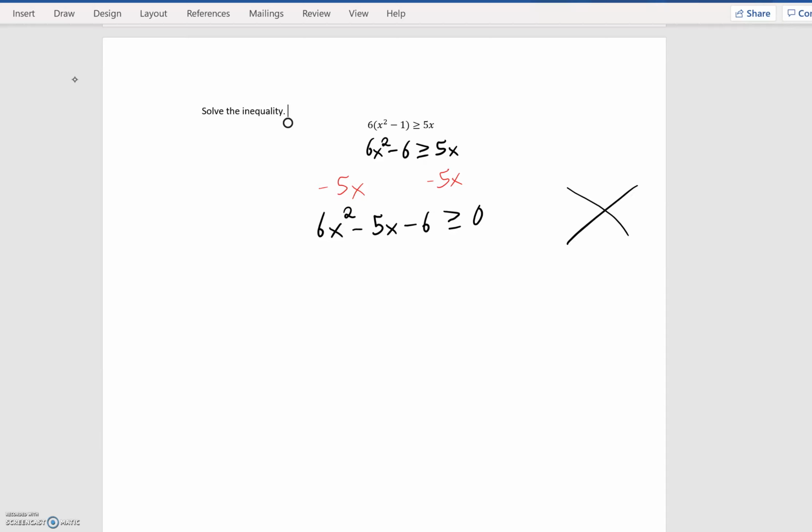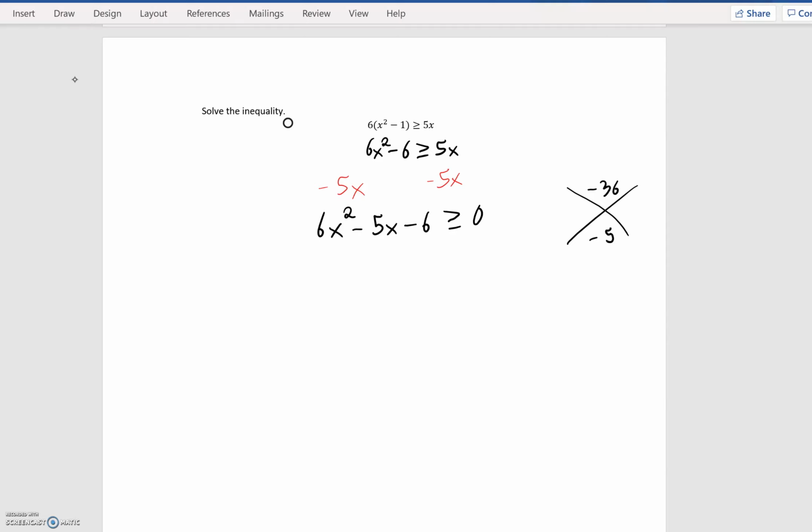I can factor this. I need two numbers whose product is negative 36, whose sum is negative 5. Where did I get that negative 36 from at the very top? I multiplied the leading coefficient, which is 6, by the constant term, which is negative 6. 6 times negative 6 is negative 36.